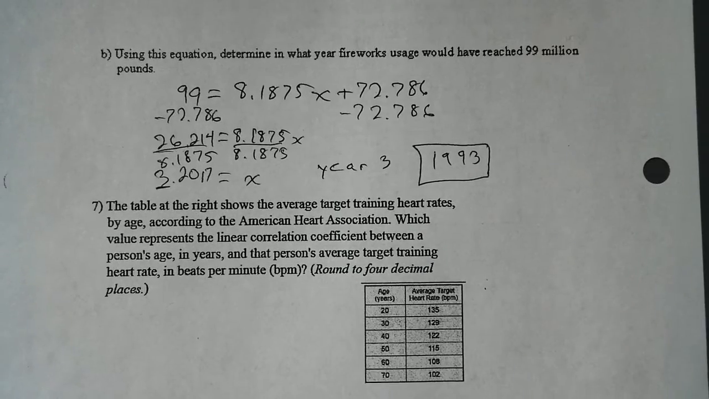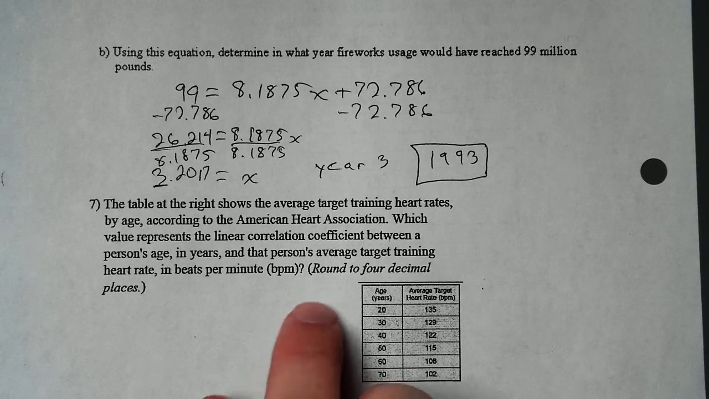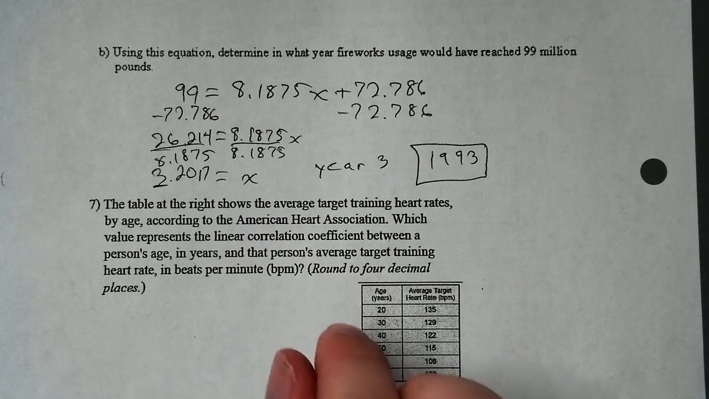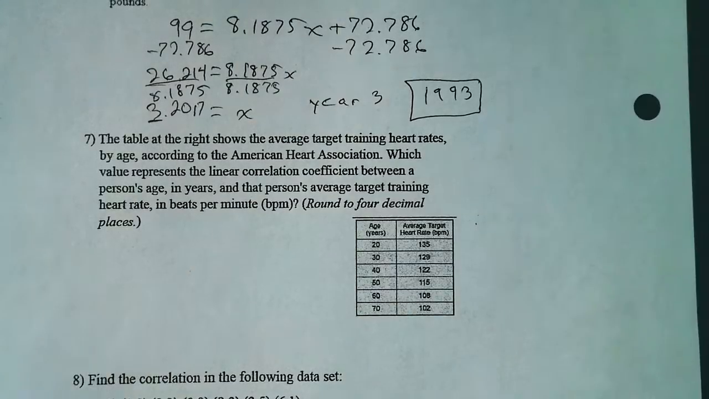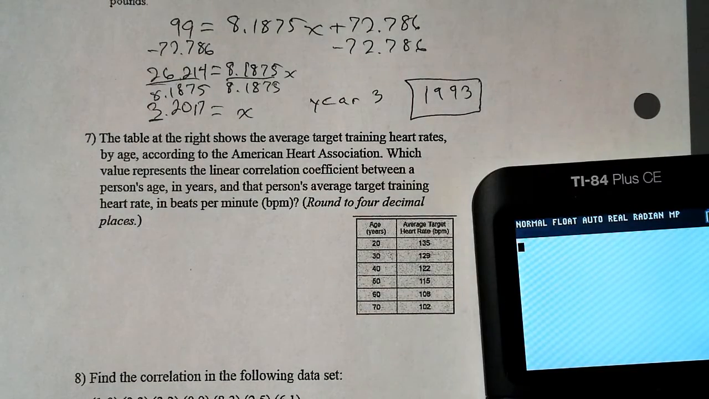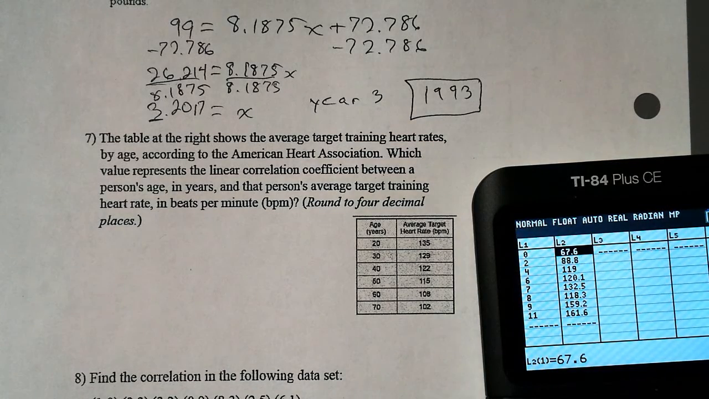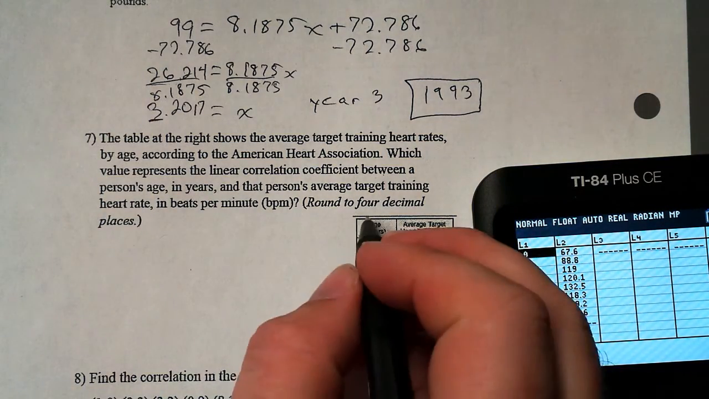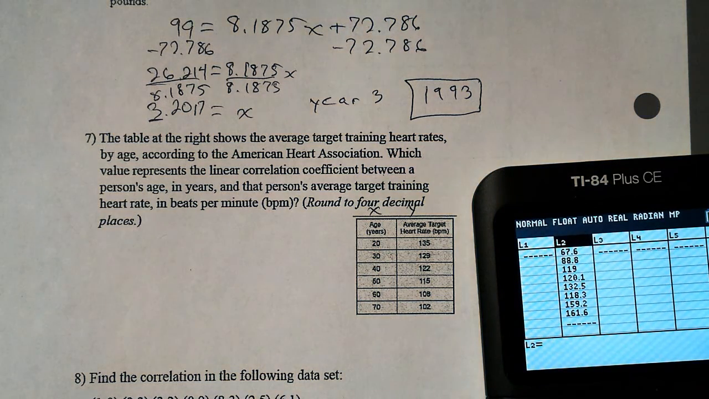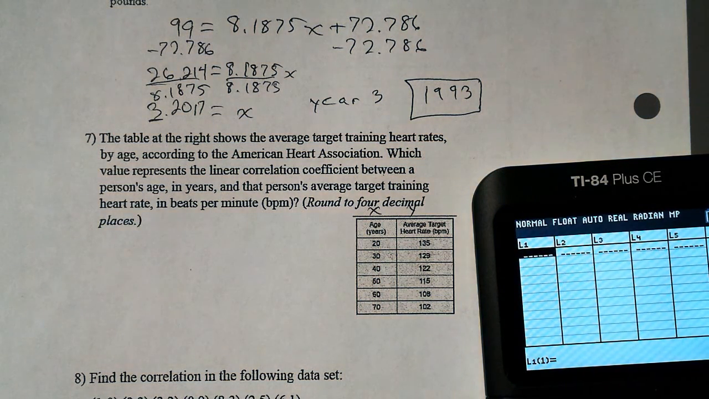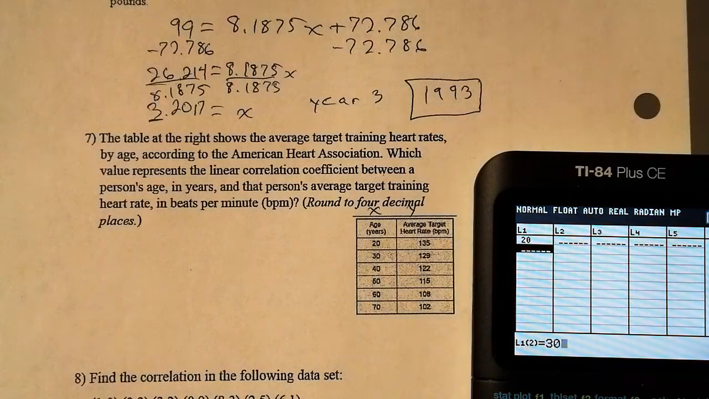All right, now we've got another one, number 7. It says the table at the right shows the average rate of hearts, which represents the linear coefficient between their age. Once again, Stat, Edit, plug in our information. So this is going to be our X's, this will be our Y's, so that's our L1s and L2s. I'm going to clear, enter, and then type them in. So 20, 30, 40, 50, 60, and 70.